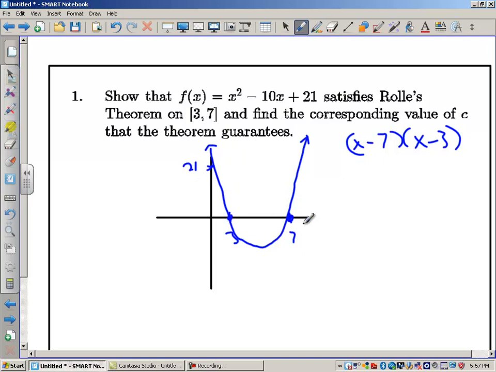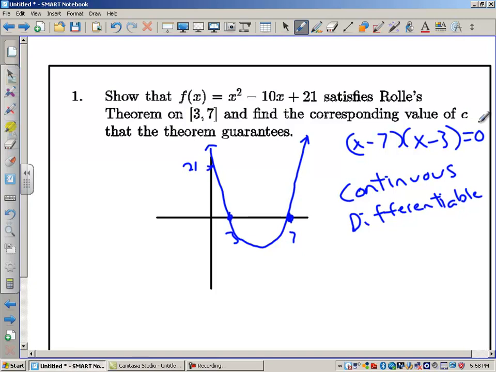So from 3 to 7, is the function continuous? Well, yes, it's continuous because we know that all polynomials are continuous everywhere. Is it differentiable? Yes, there are no sharp turns and no vertical tangent lines. Differentiable.